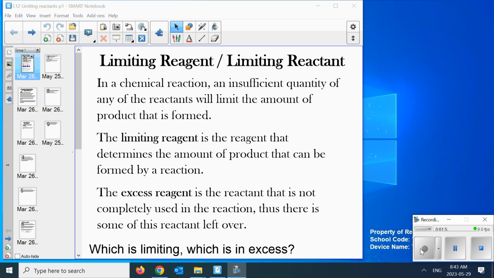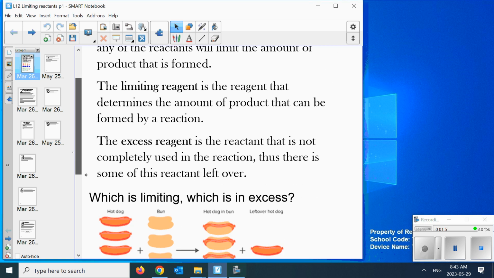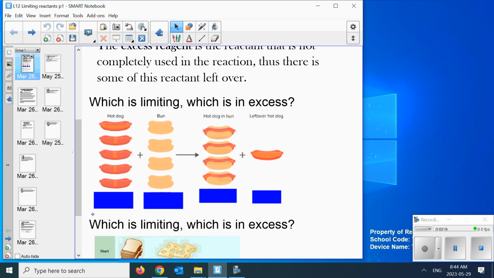Now, taking a look at this example, it's pretty easy to understand, because we do understand this with food. Which is limiting and which is in excess? As a shopper, I hate this. The hot dogs I buy are a particular brand, Harvest, and they come in packs of 10. And buns come in 12. This is an example that really hits home for me. Which is in excess, which is limiting?